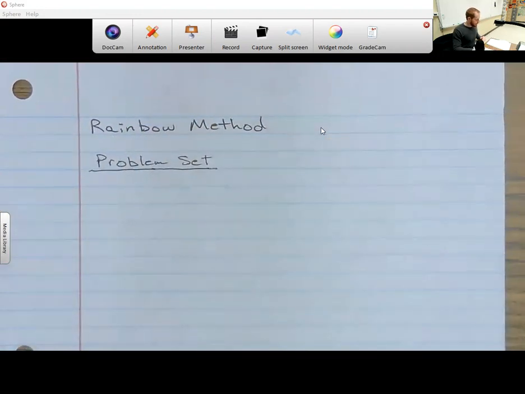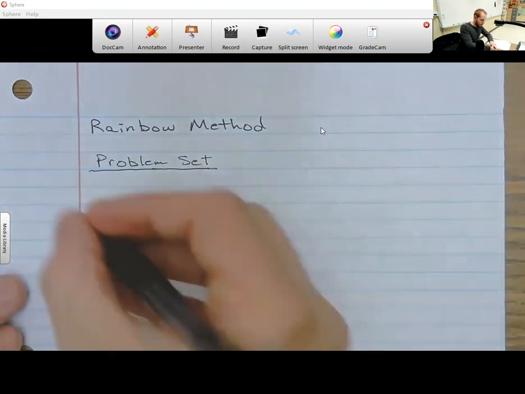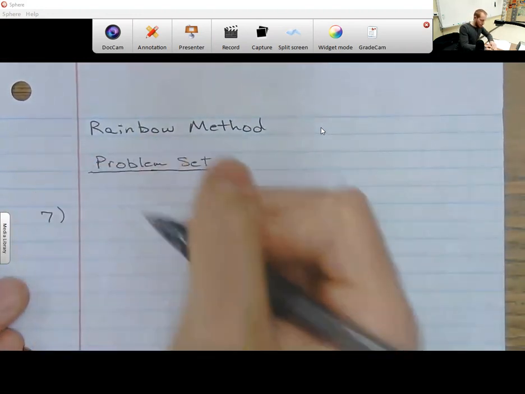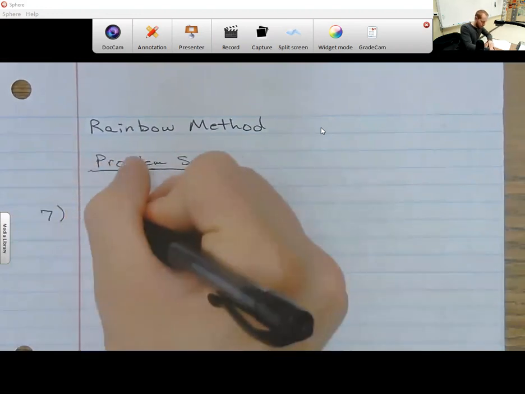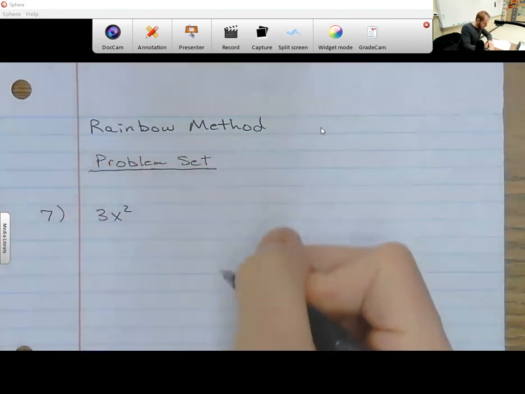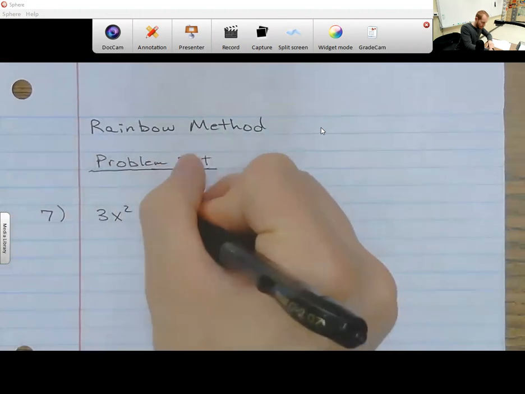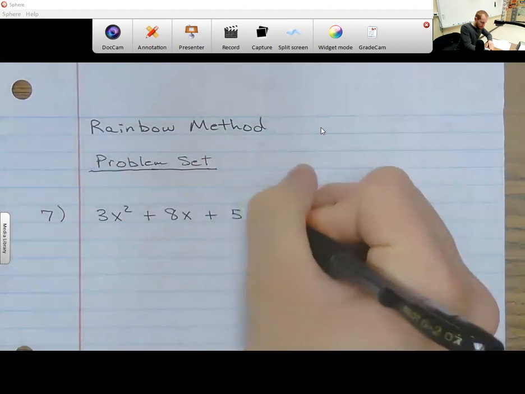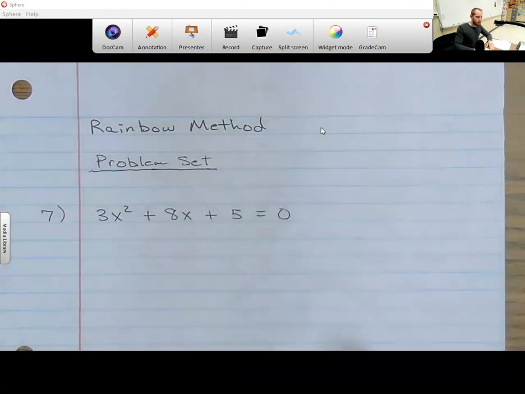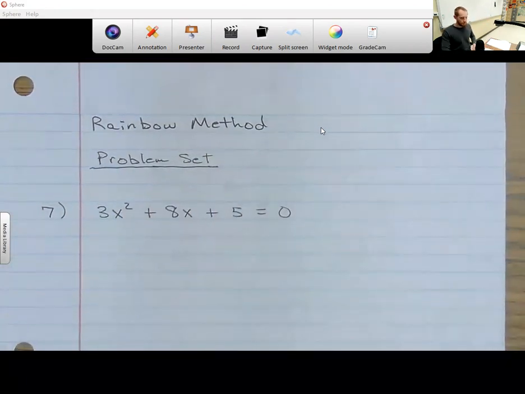All right, we're going to be looking at number 7 on this page. Okay, so 7 says 3x squared plus 8x plus 5 equals 0. We're going to be looking at this one first.